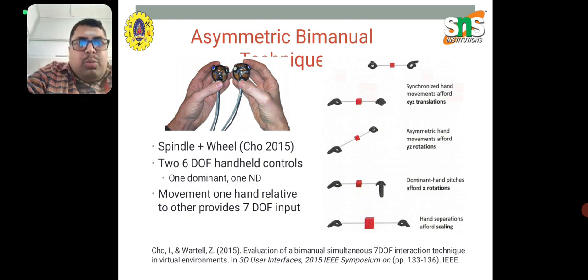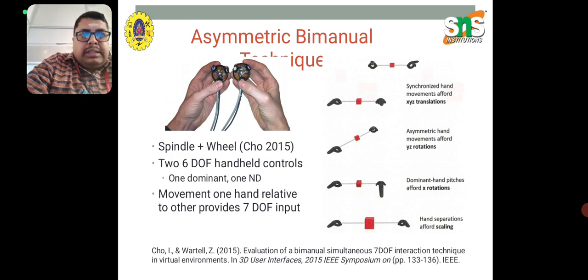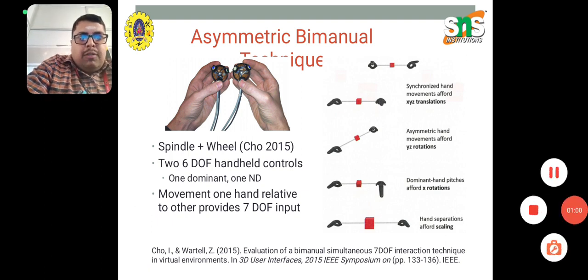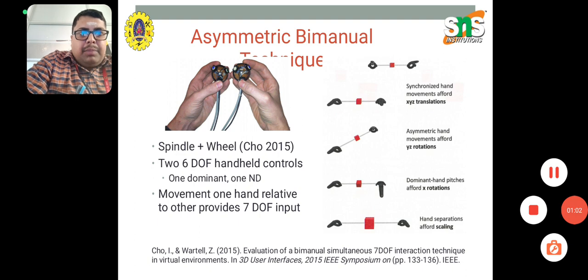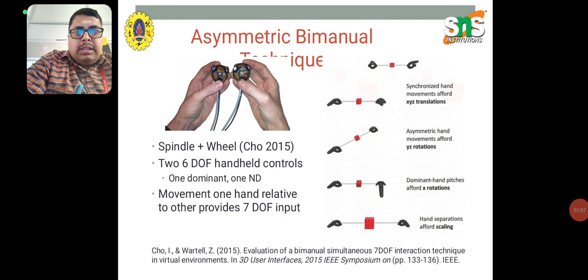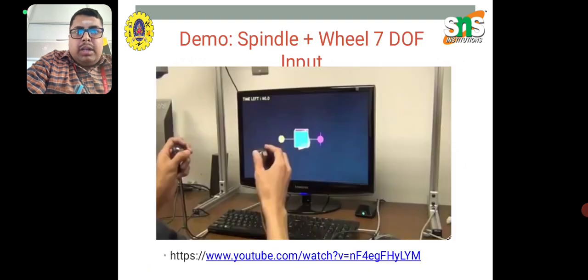Synchronized hand movements give XYZ translations. Asymmetric hand movements give YZ rotations. The dominant hand pitches for X rotations. Handle separation gives uniform scaling. This is a demo of the spindle wheel with 7 DOF input.